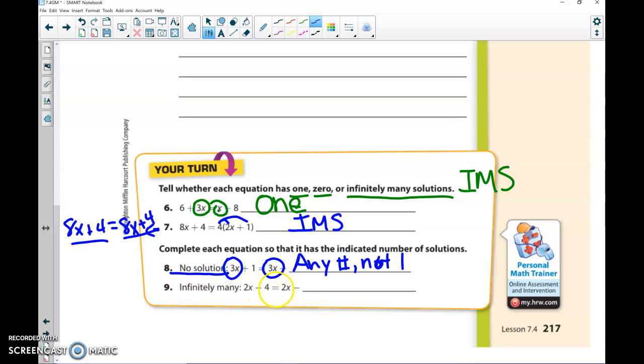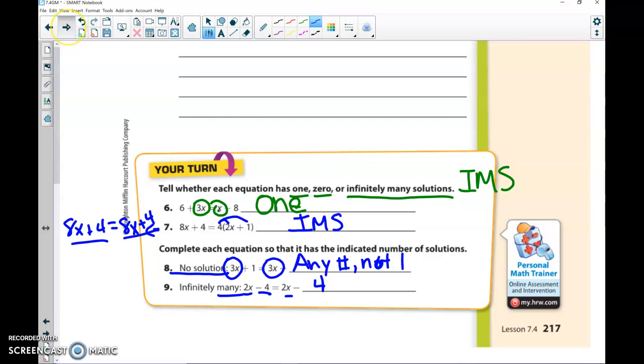So 2x minus 4 equals 2x minus, and since it wants it to be many, that means both sides need to be the same. So this side has a 2x and this side has a 2x. This side has a minus 4, so this side needs a minus 4. So the only one that could be there would be that minus 4.